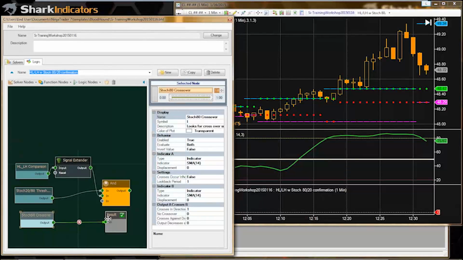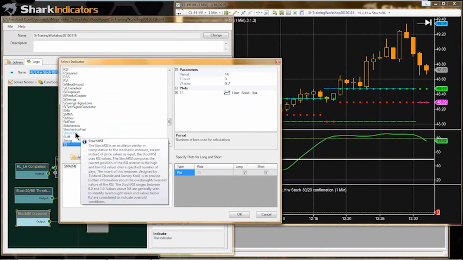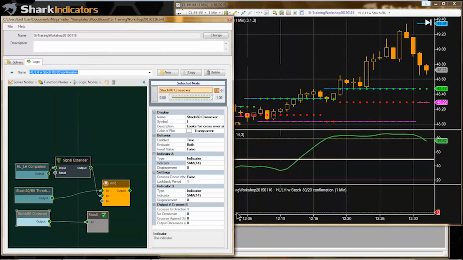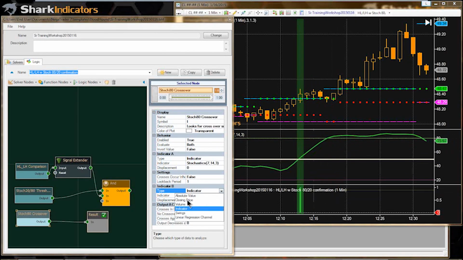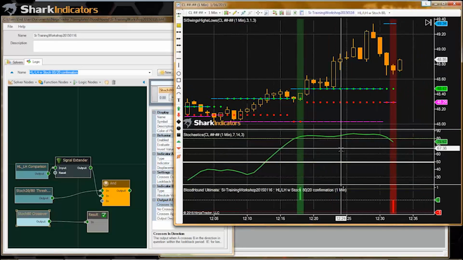Okay, so getting back to the stochastics crossing the 80 threshold. Let's switch our indicator over to the stochastics, and we're going to use the %D. We don't need to change any of the periods. Now for indicator B, we're looking to cross over a fixed value, so we can use this absolute value here. Put 80 in there, and there we go.